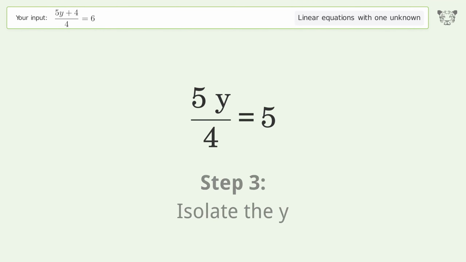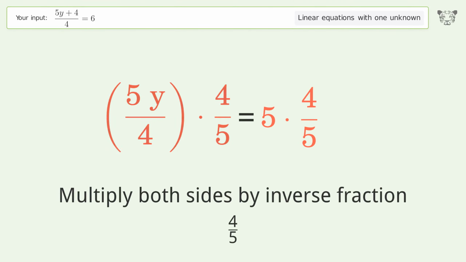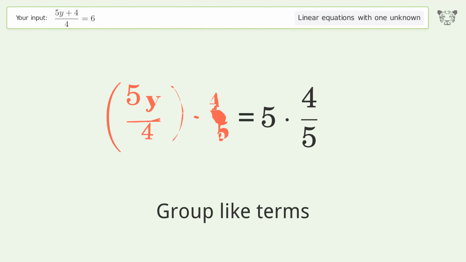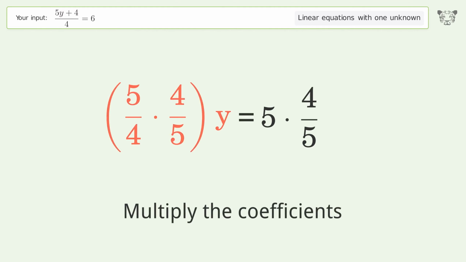Isolate the y. Multiply both sides by inverse fraction 4 over 5. Group like terms. Multiply the coefficients.